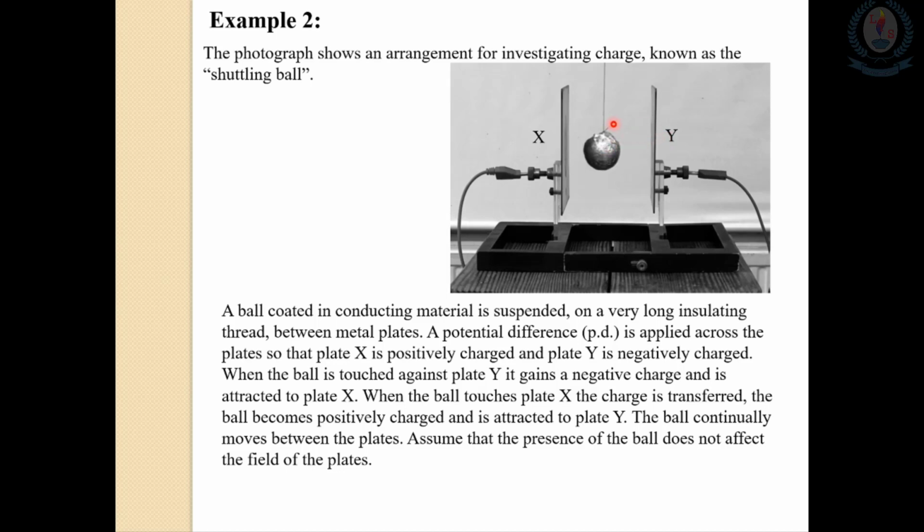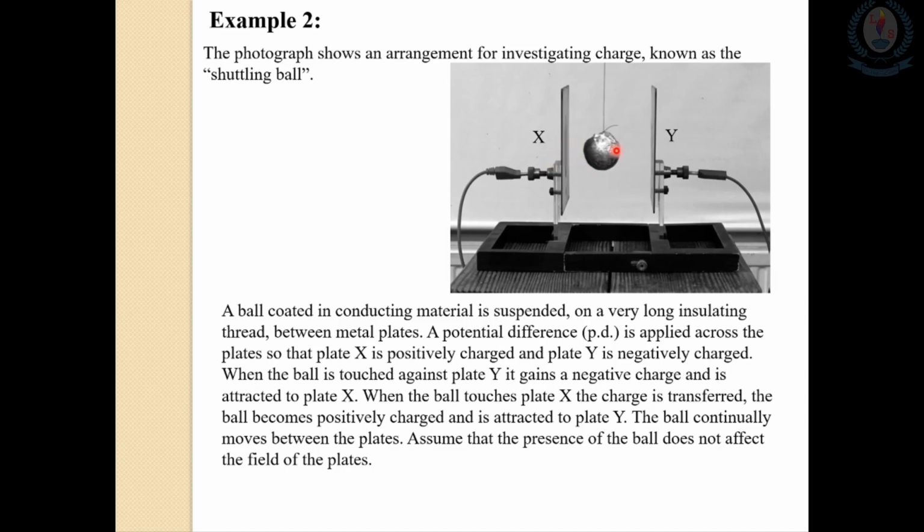So when the negatively charged ball is here, and this plate is positively charged, what will happen? As unlike charges attract, the ball will come towards X. X is positive and the ball is negative. As the ball is negatively charged, it will be attracted to the positively charged plate. Then the charge is transferred to plate X, and the ball becomes positive.